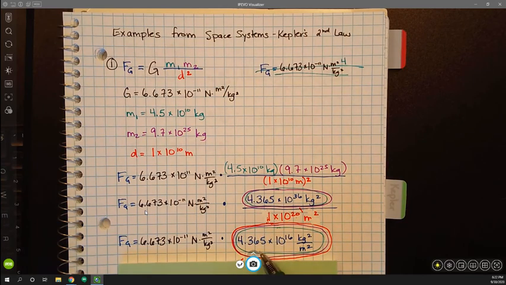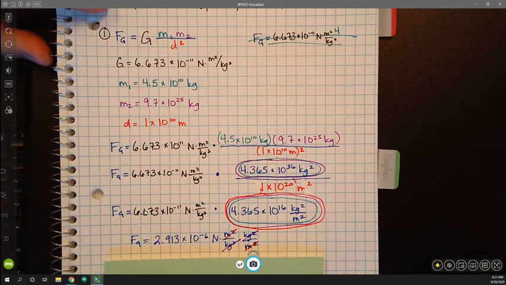So we'll move on to the next number, and that is taking this number and dividing it by this number right here. So I've got 4.365 times 10 to the 16th. And so that would be dividing 4.365 by 1, same thing. 10 to the 36th divided by 10 to the 20th. That's going to be 36 minus 20, which is going to give us 16. Got kilograms squared on top, meters squared on the bottom. So we make sure that we carry those units through.